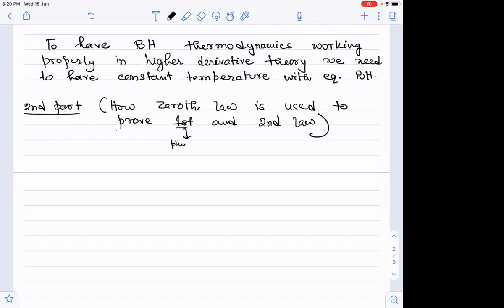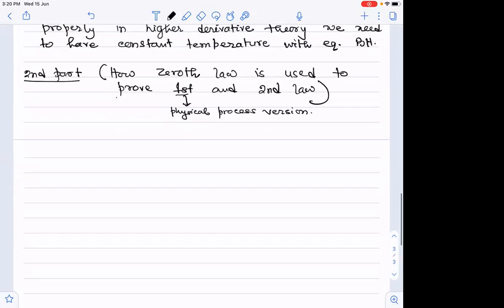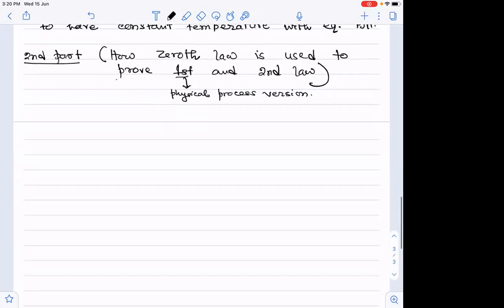This is the physical process version of the first law I'm talking about, where the zeroth law will enter. That's the only part that I'll describe here. So to show that, suppose the zeroth law is true. Assume the zeroth law is true. Then how will it lead to the other two laws?